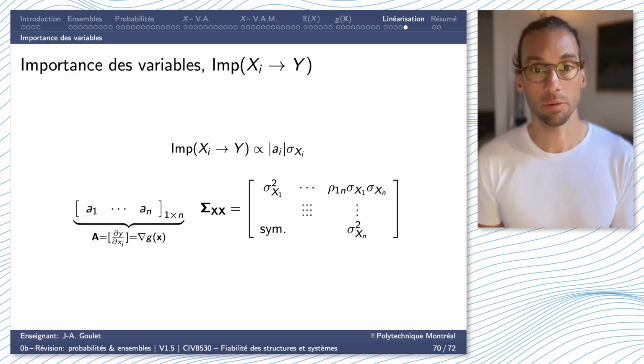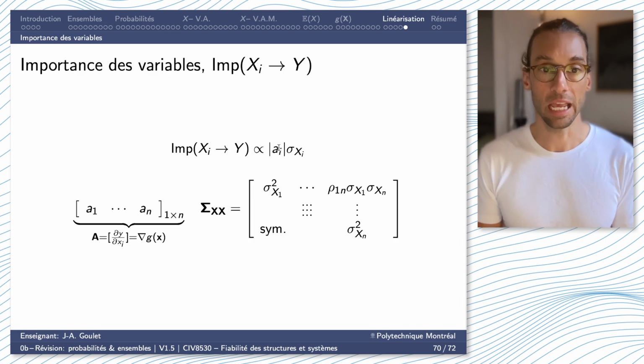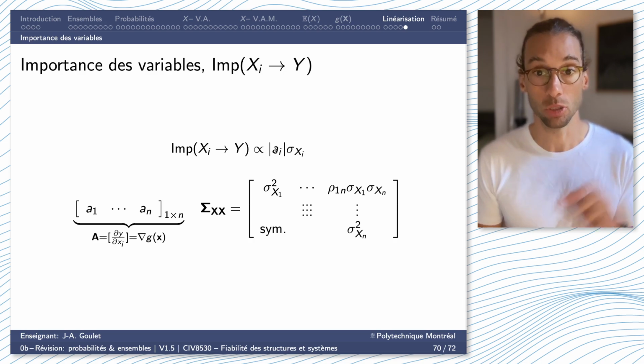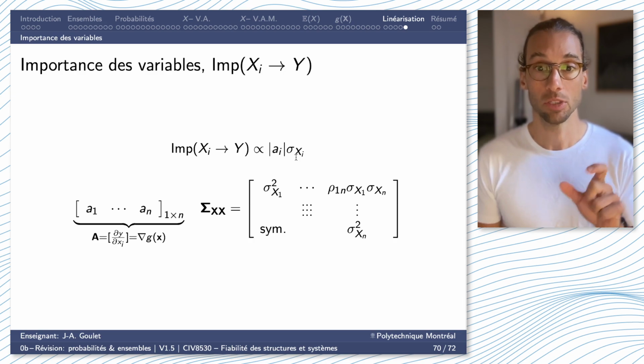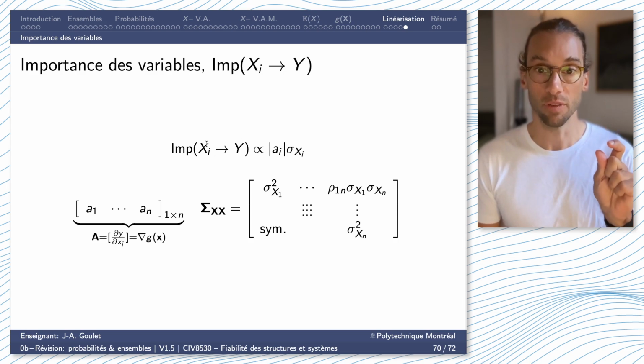And finally, the last thing we want to see is that whenever we have these coefficients A in our linearization, we can use them by multiplying them in absolute values times the standard deviation of the input to measure the importance of that ith input variable on the output variable.